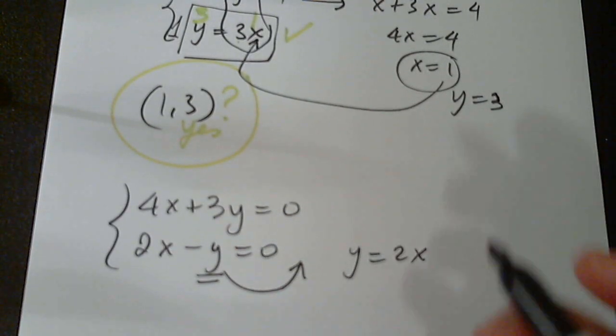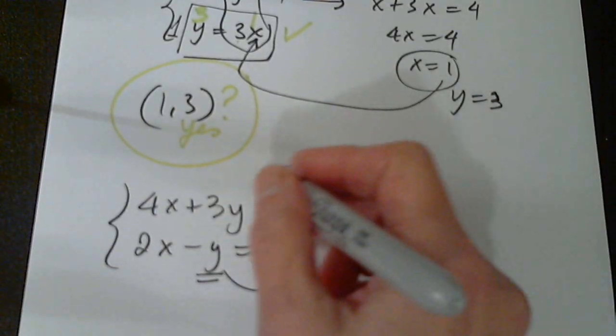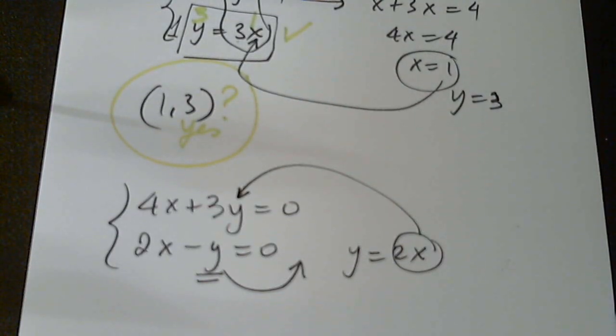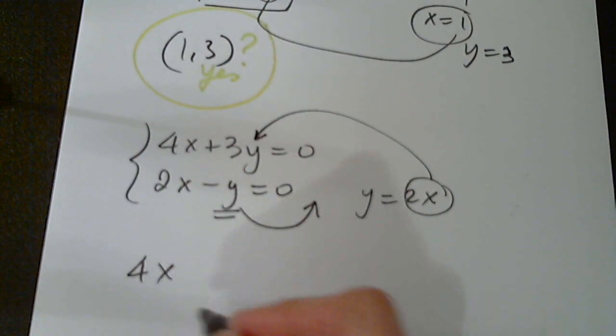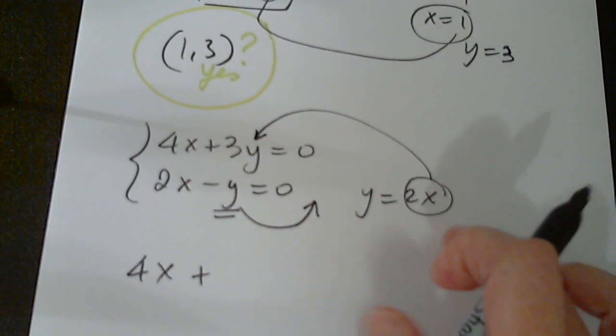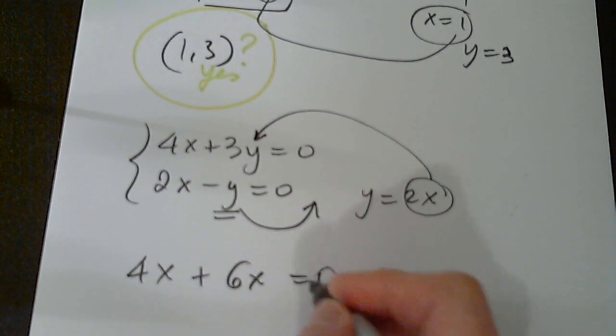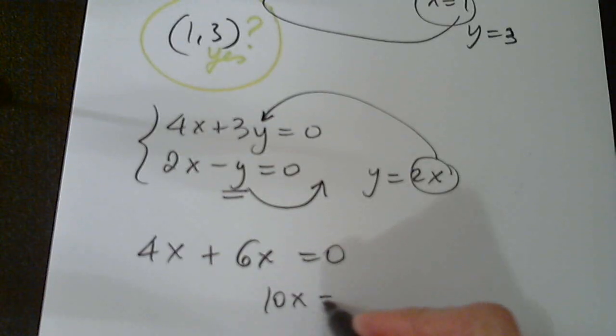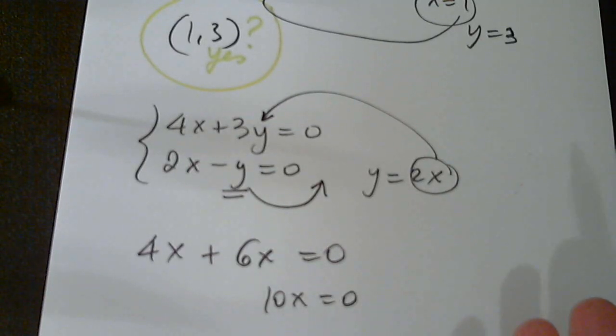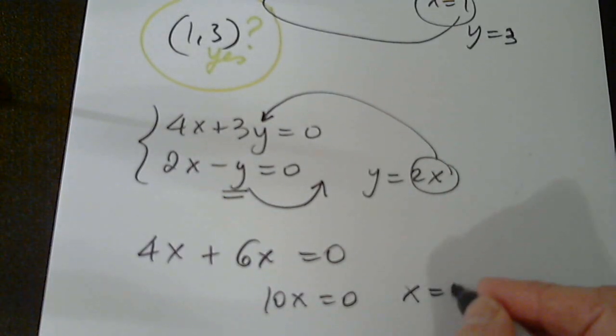Very simple. I will replace y in the first equation by 2x. And the new equation 1 becomes 4x plus 3 times 2x, which is 6x, equals 0. I have 10x equals 0. 10 times what is 0? Of course, x is 0.